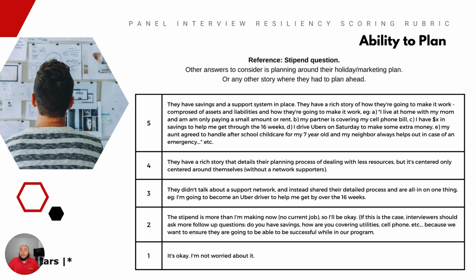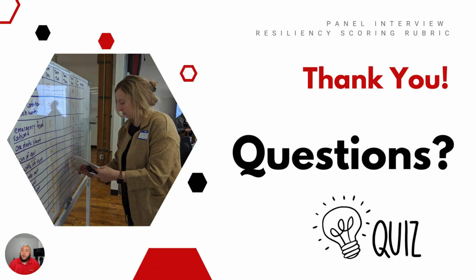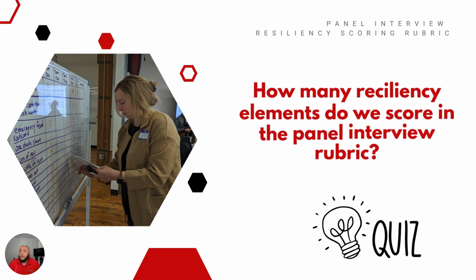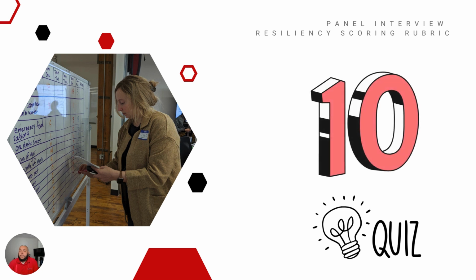So now there's a quick quiz. These are all the resiliency elements that we're scoring on during a panel interview. The quiz is this quick question here: how many resiliency elements do we score in the panel interview rubric? I just went through all of them, and I named the number up front in this recording. If you don't remember, that's okay. You will now know going forward that we score on 10, yes, it's 10 resiliency elements throughout this panel interview rubric.